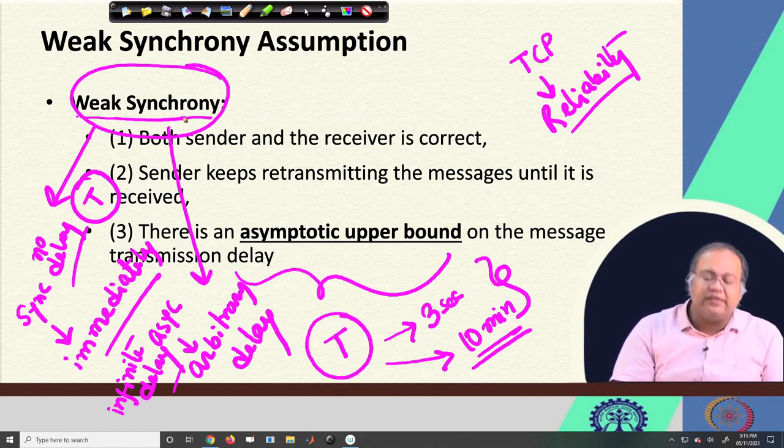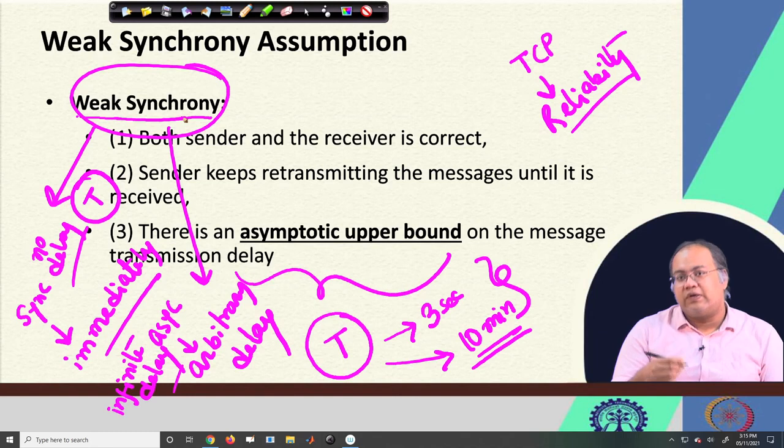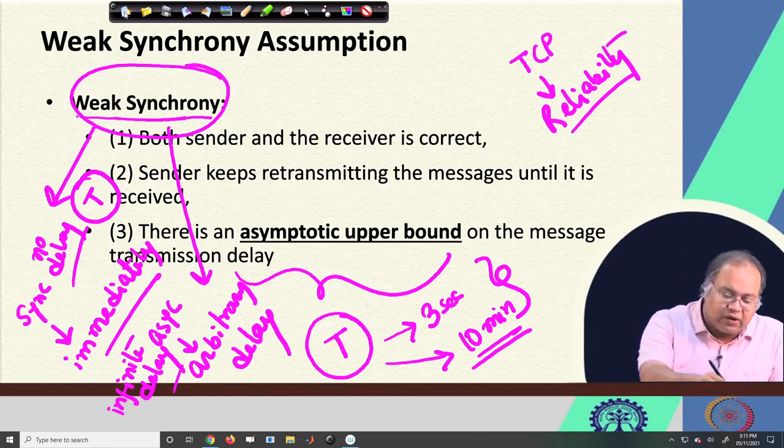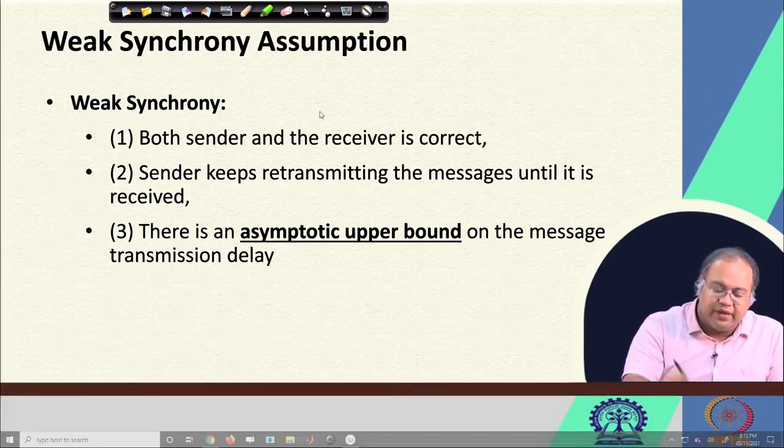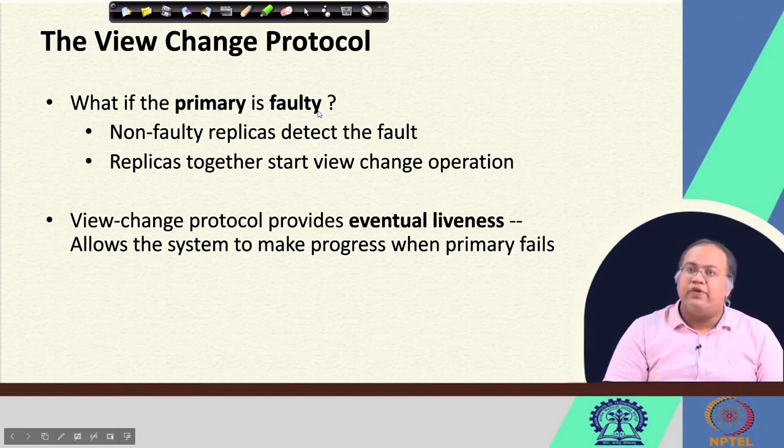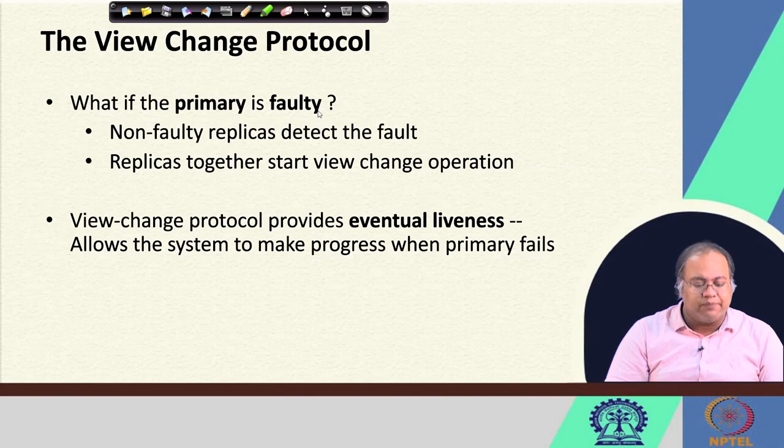With this weak synchrony assumption, we are going to ensure liveness in the context of PBFT. So, let us see how we ensure liveness. To ensure liveness, PBFT proposes a protocol called the view change protocol. What is this view change protocol? It basically handles the case when the primary is faulty. The non-faulty replicas detect the fault.